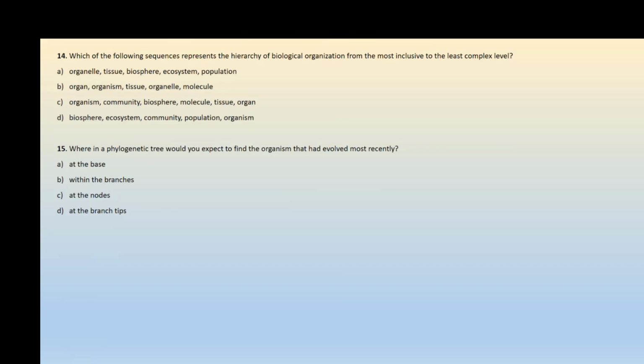Which of the following represents the hierarchy of biological organization from the most inclusive to the least complex level? The last diagram that I just showed you is actually showing this, I believe. All right, I think everybody got this one. It's D: biosphere, ecosystem, community, population, and organism. They just mixed up the order in the other options.